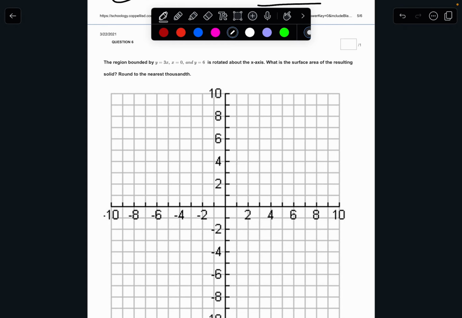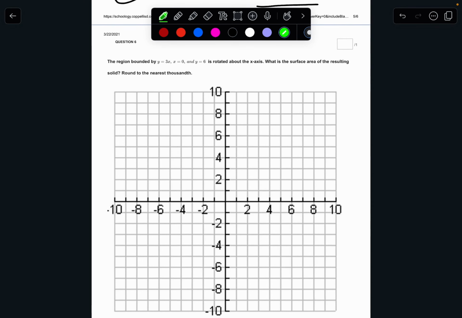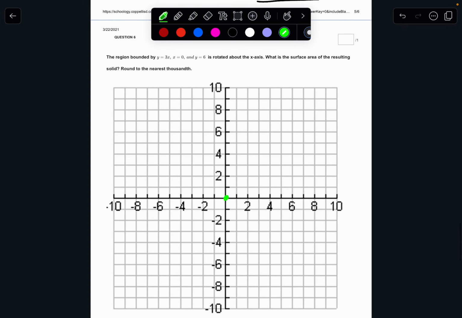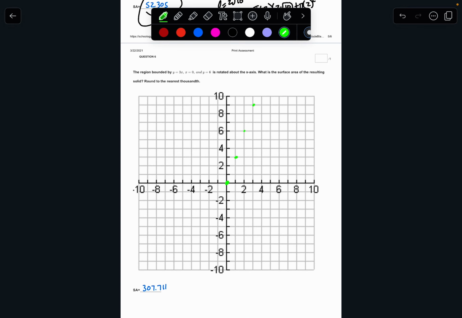We are going to do y equals 3x. So we're going to start at 0. We're going to go up 3 over 1, up 3 over 1, up 3 over 1. And I'm going to go down 3 over 1 as well. I don't know how much of this we need. It's going to look something like this. Okay, so there's y equals 3x.